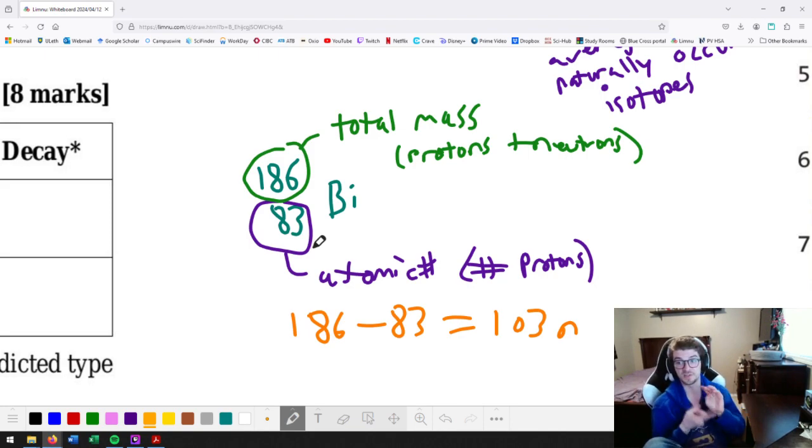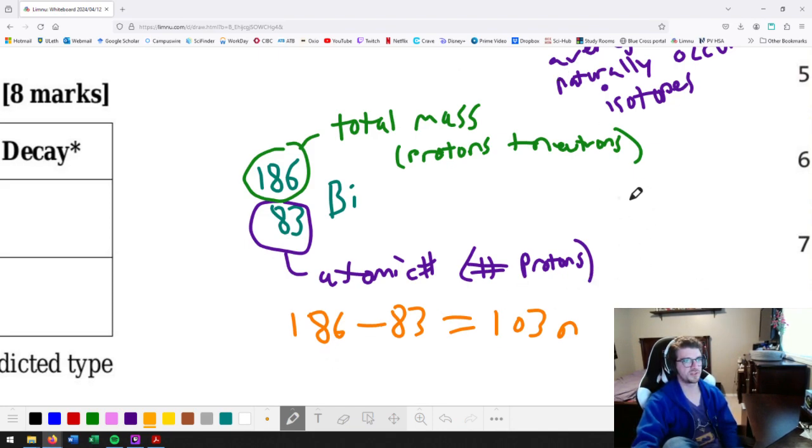So like hydrogen always has one proton. It can have 0 neutrons and be just hydrogen. It can have 1 neutron and be deuterium, or hydrogen 2. Or it can have 2 neutrons, and it can be tritium, which is a hydrogen 3 nucleus. Bismuth, I don't know those off the top of my head. But again, things like chlorine can be chlorine 35, which has 17 protons and 18 neutrons, or it can be chlorine 37, which also has 17 protons but 20 neutrons.